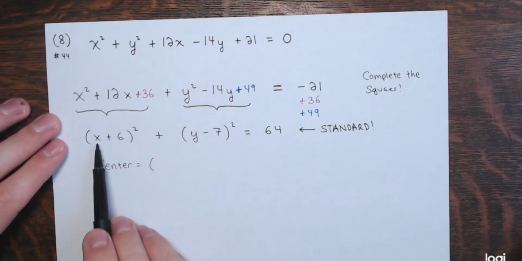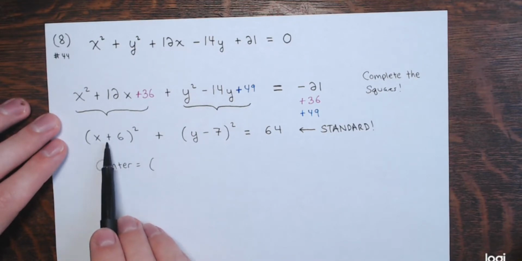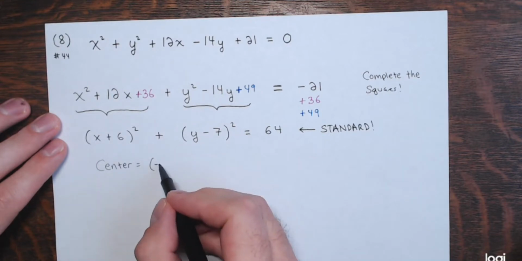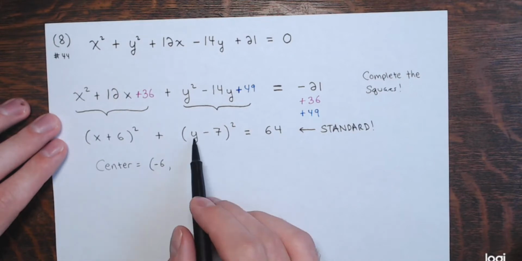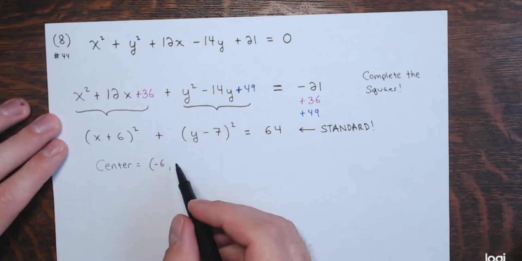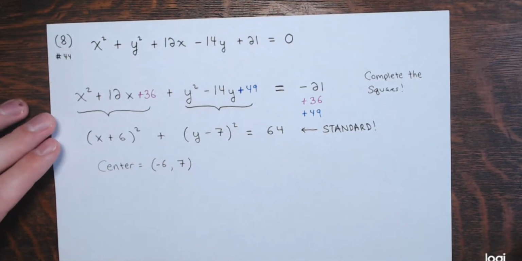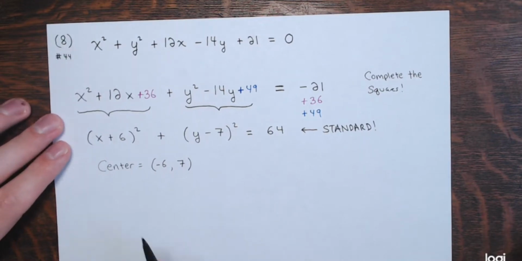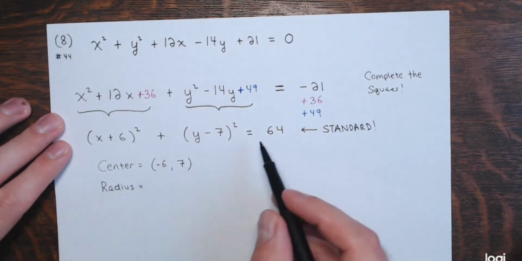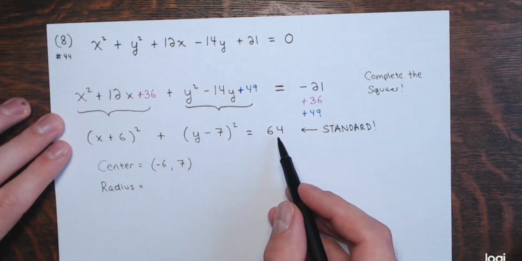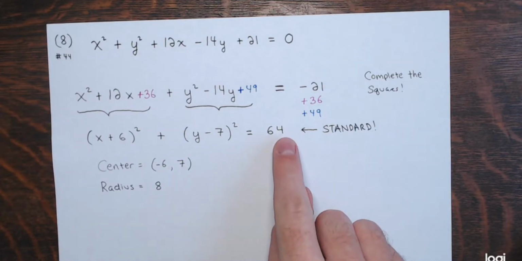Now remember, x plus 6 is the same thing as x minus negative 6, right? Negative 6 is the x coordinate of the center. Y minus 7, so 7 is the y coordinate of the center. So the center is at the point negative 6, 7. And the radius, this is the square root of 64, the positive square root would be 8. Remember that number on the other side is the radius squared.